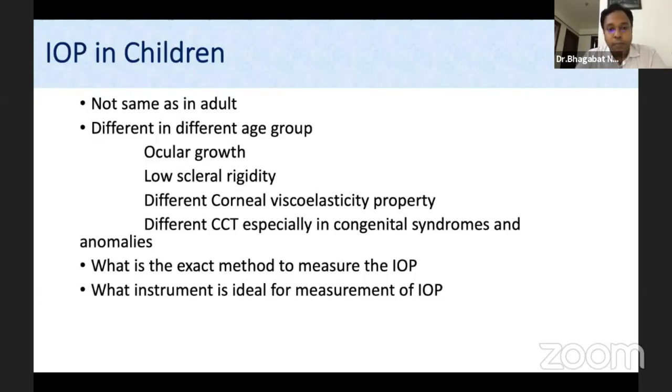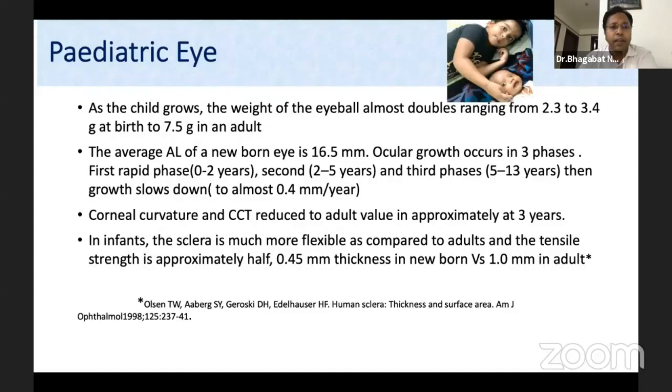And what is the exact method to measure the IOP in children? I will discuss that. And what instrument is ideal for measurement of IOP? I will focus on these factors. So, as Dr. Pandav told about the pediatric eye and child growth, the weight of the eyeball doubles from 3 to 7.5 gram in adult. The average axial length is 16.5 in a newborn eye, and it increases to 22 to 24.5 approximately after 13 years. There is a rapid first phase, 0 to 2 years, a second phase 2 to 5 years, and a third phase 5 to 13 years.